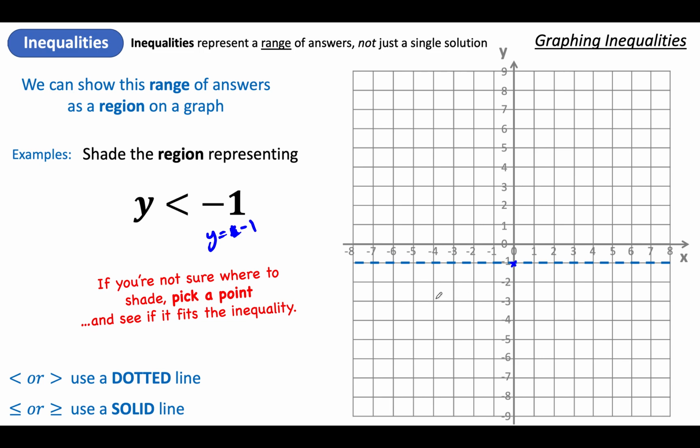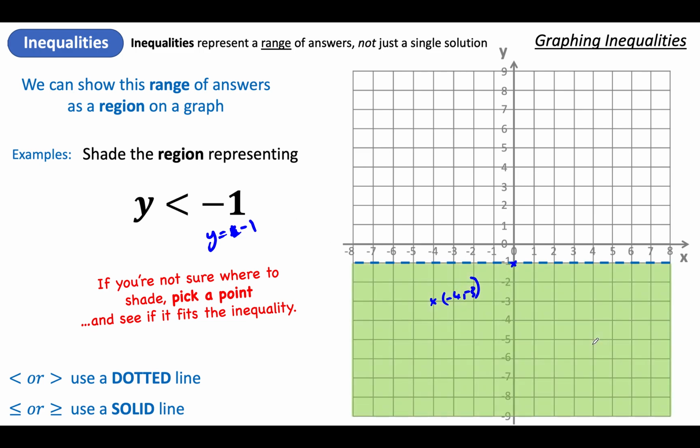So pick a side, pick a point, write down the coordinate of it. So that's -4 across and -3 down. -3 is less than -1, so it must be under there. I need to shade under the line. All right. So draw it as a straight line. Decide which side to shade. Shade it in. Just be careful if it's a dotted or a solid line.